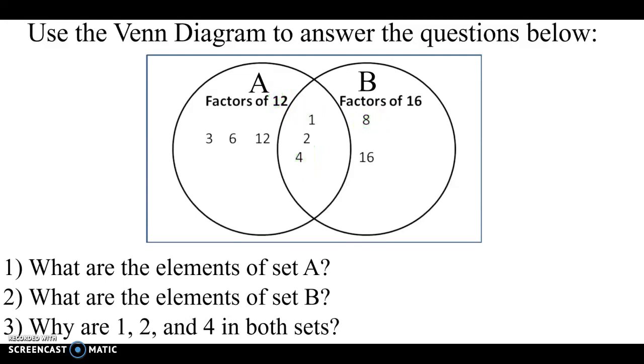So let's answer number 1. What are the elements of set A? So let's say A equals, then put a bracket. So anytime we're listing elements, you have to use set notation. Do I include 1, 2, and 4? Yes, because 12 is divisible by 1, 2, 4. So 1, 2, 3, 4, 6, 12.